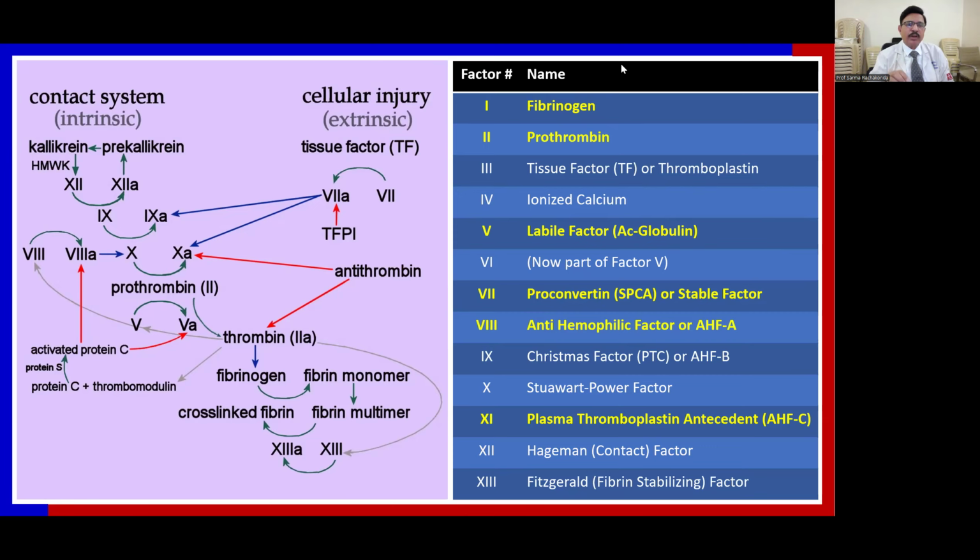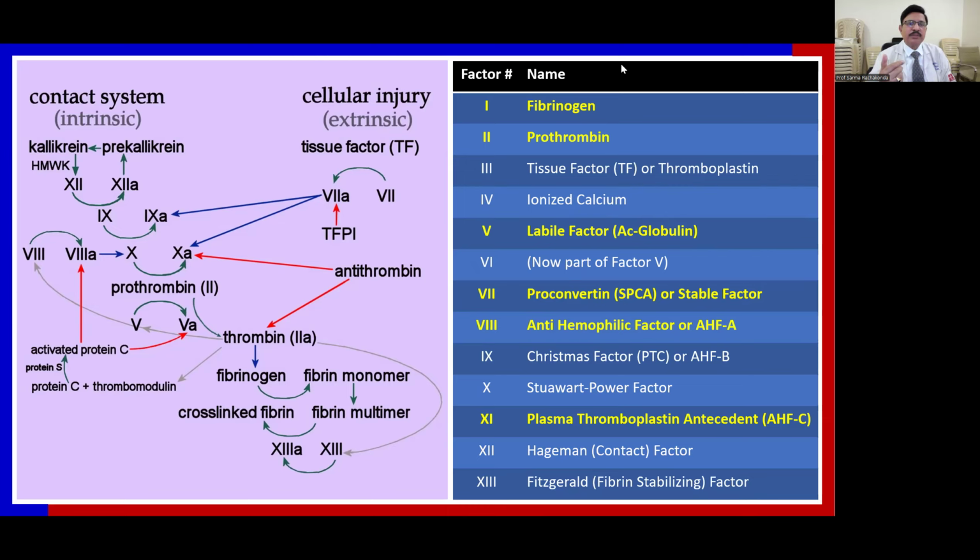We know we wanted to form a clot in a particular place. To form a clot, I have to have fibrinogen come to fibrin. For fibrinogen to fibrin, I require an enzyme called thrombin. This thrombin is produced by activation of prothrombin to thrombin. This prothrombin to thrombin is catalyzed by 10, which has to become 10A. 10 to 10A is the final step.